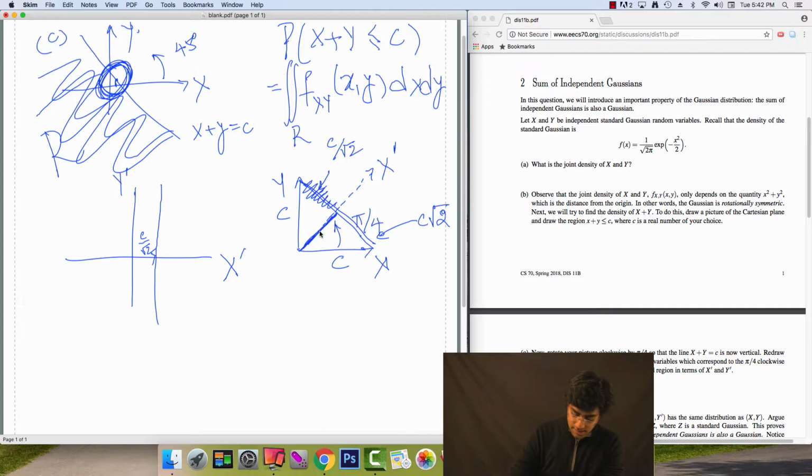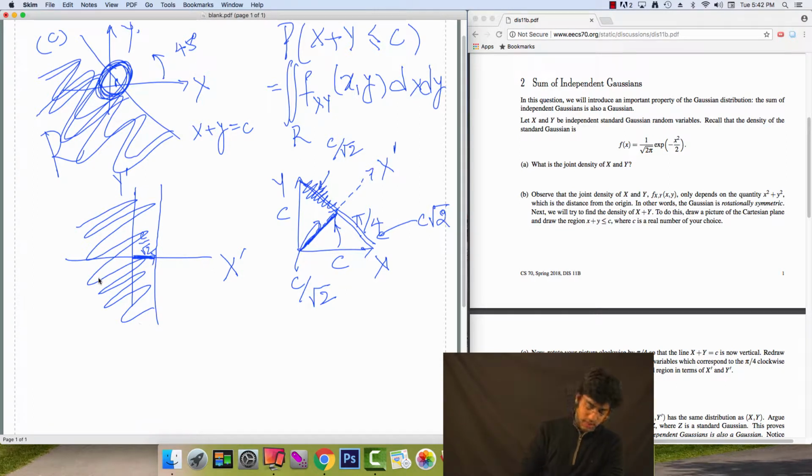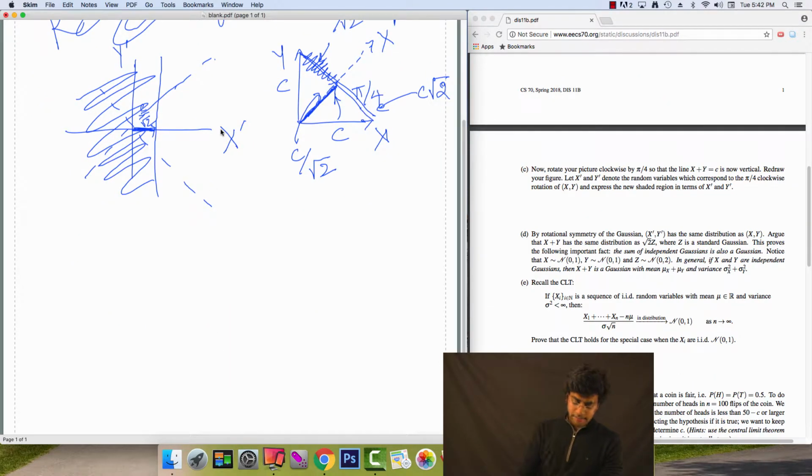And now this distance, again by Pythagoras, will be c over root 2. And that's exactly the distance corresponding to this guy. OK, so then in my rotational figure, this region R corresponds to this region over here, where my old axes looked something like this. Now let's talk about part D.